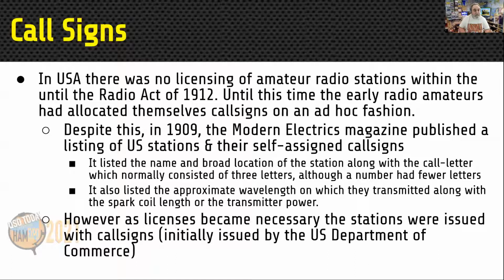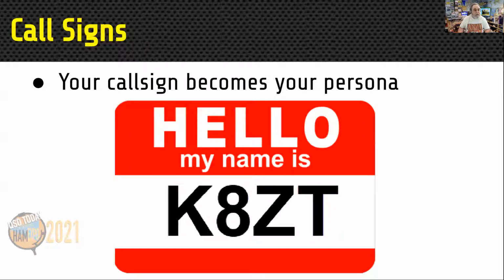It listed the name and broad location of the station, along with the call letter, which normally consisted of 3 letters, although a number had fewer letters even. It also listed the approximate wavelength on which each of them transmitted, along with the spark coil length or the transmitter power. However, as licenses became necessary, the stations were issued with call signs, initially issued by the U.S. Department of Commerce. Your call sign becomes your persona.